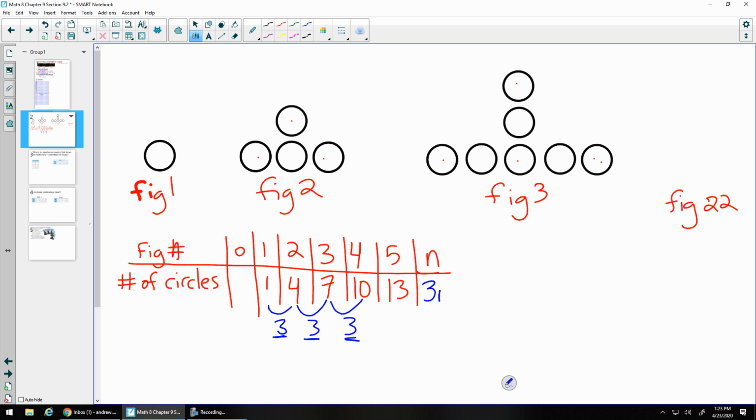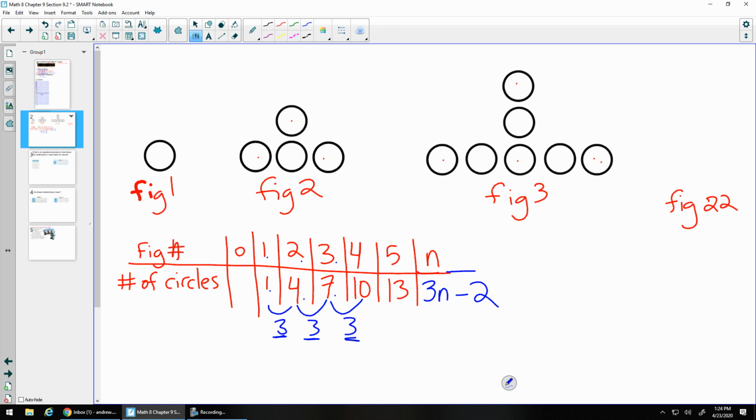Okay, 3 times n. How does that work? Well, no, because 1 times 3 is 3, not 1. 2 times 3 is 6, not 4. So we can just do some checking. 1 times 3 is 3, but I have to have it equal 1, so I'd have to subtract 2. 2 times 3 is 6, but I have to have it equal 4, so I'd have to subtract 2. 3 times 3 is 9. If I subtract 2, I get 7. So subtracting 2, I can just check and see that, okay, I have to multiply by 3 and subtract 2.